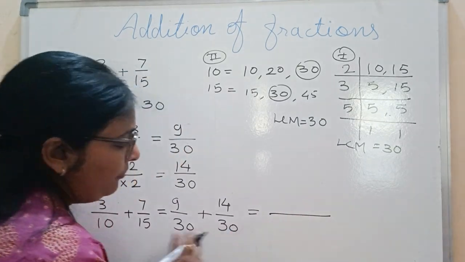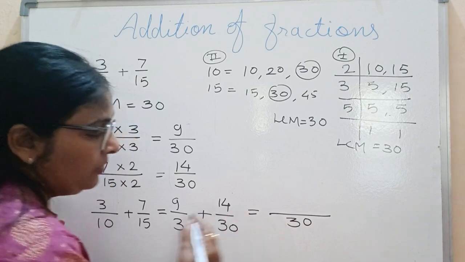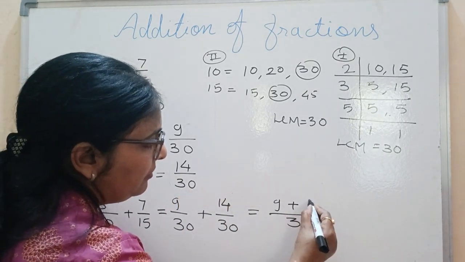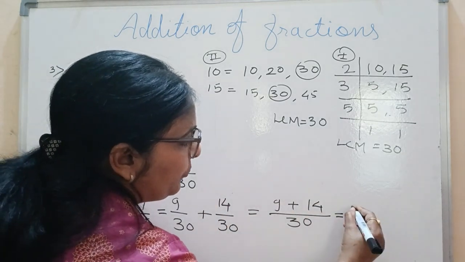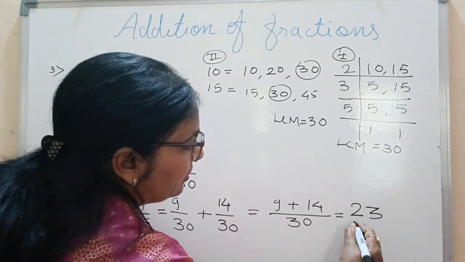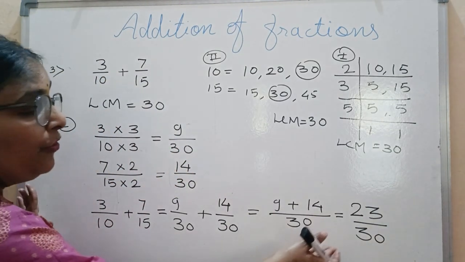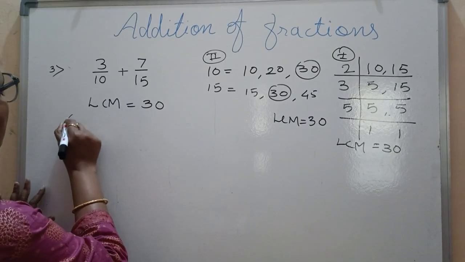So LCM will be 30 and 30. LCM of 30 and 30 will be 30. Add numerators 9 plus 14. Okay. What will you get? 23 by 30. So the answer you got is 23 by 30. Now second method.